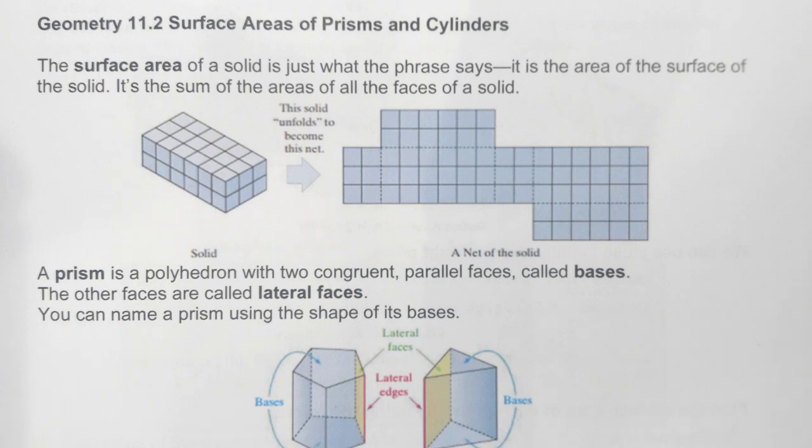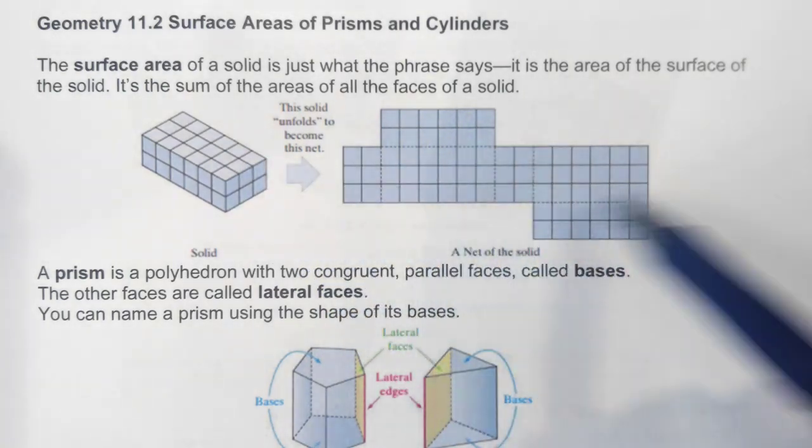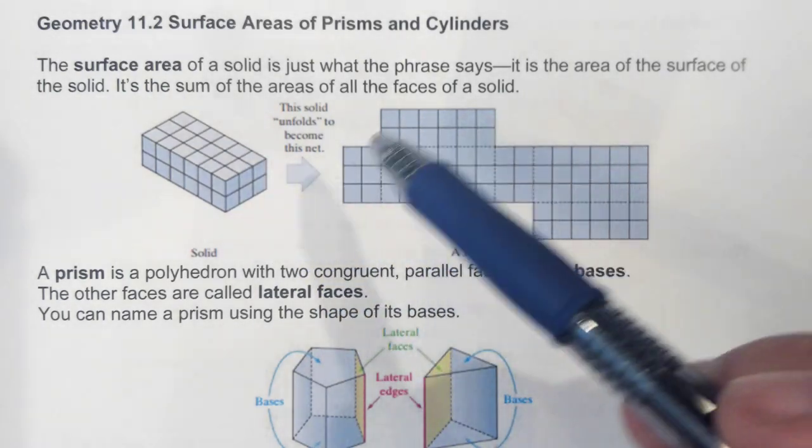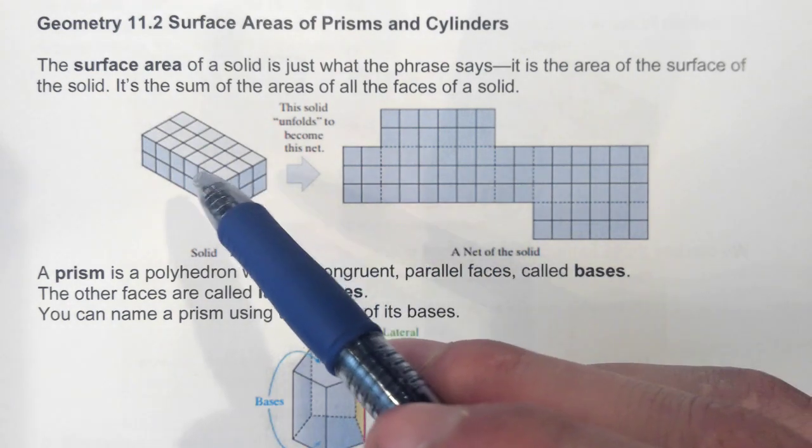Today we're going to be talking about surface areas of prisms and cylinders. So a surface area of a solid is just what the phrase says. It's the area of the surface of the solid. So it's the sum of the areas of all of the faces of a solid. Sometimes it's helpful to make a net of a prism, and that's kind of like unfolding it.